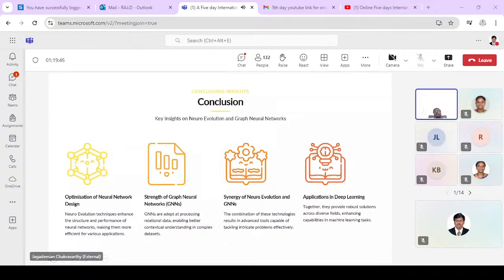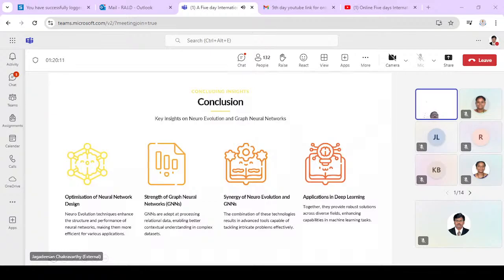So based on that, no. So I'm just moving to the conclusion over here. Optimization of neural network design: neuroevolution techniques enhance the structure or performance of neural networks, making them more efficient for various applications. So like that, the neural network design should be optimized.